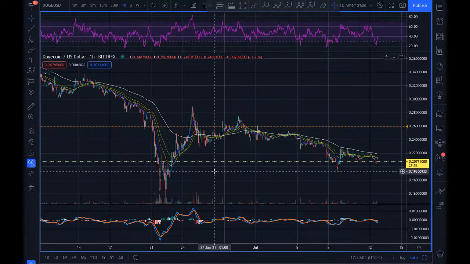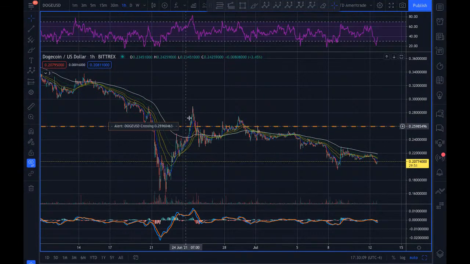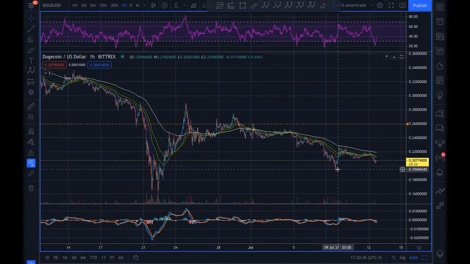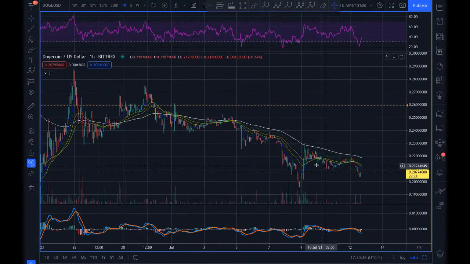I'm going to get rid of all the drawings. Alright, I can see the 3 waves going up here. And this looks like 1, 2, 3 to me, coming back down. So whatever's going on right now, since July 8th, that's what I'm going to zoom in on.